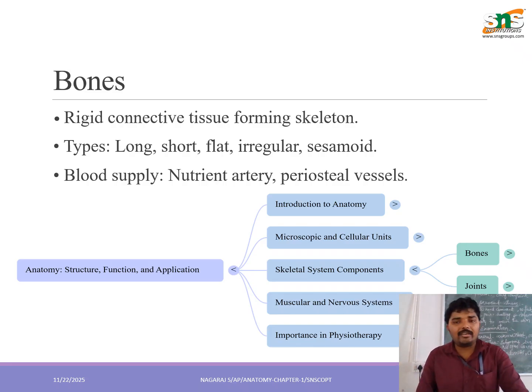The vertebrae are examples of short bones. The scapula is an example of a flat bone. The thoracic bones are irregular bones. The patella is an example of a sesamoid bone. Then blood supply: bones are mainly supplied by the nutrient artery. The nutrient artery and periosteal vessels mainly supply the bones.